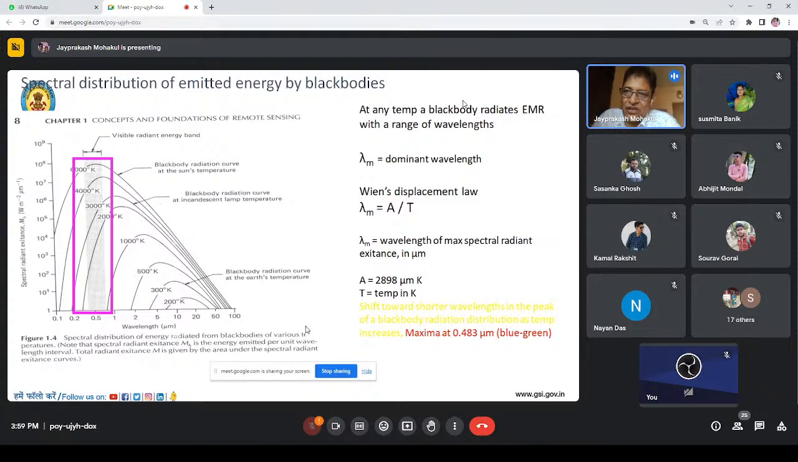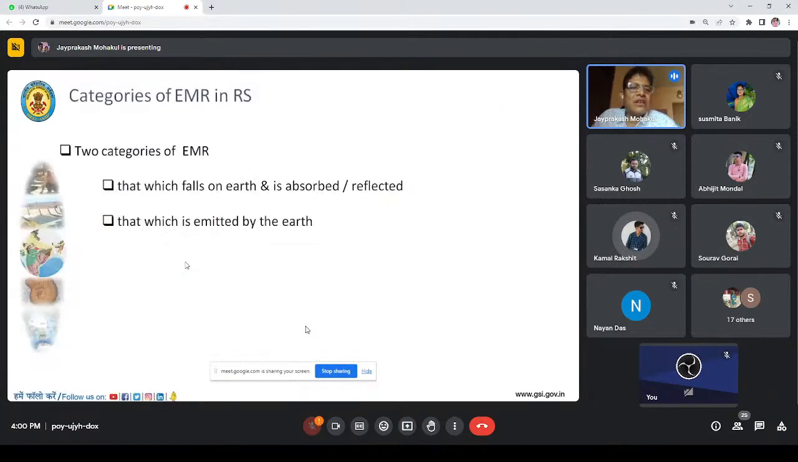If you're not able to understand, we can skip it for now and discuss it subsequently. Okay. So this part we'll discuss when we take up thermal remote sensing. We'll discuss black body radiation in detail when we discuss thermal remote sensing. Is it clear?